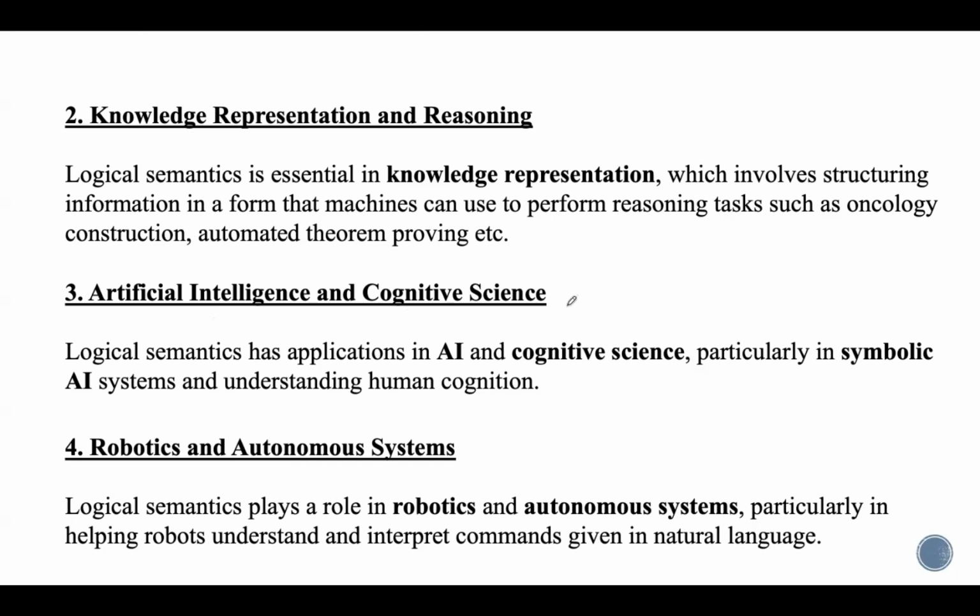Then, coming to the third one, artificial intelligence and cognitive science. In cognitive science and AI, logical semantics also helps simulate how humans understand and reason about language. The first example is natural language understanding. We are using voice assistants, right? A voice assistant like Siri interpreting Play a Song by Taylor Swift uses logical semantics to map the meaning of the request, that is, the intention of playing a song by the artist Taylor Swift, to a specific action. That is, the action is playing media files by a specified artist. That mapping is done with the help of logical semantics.